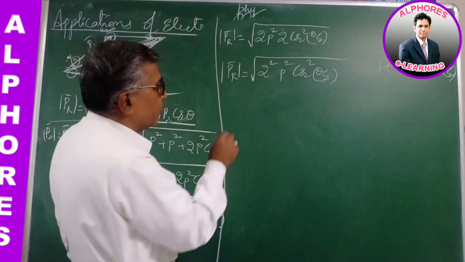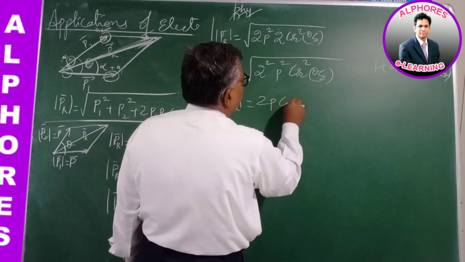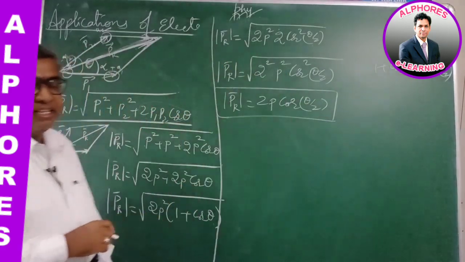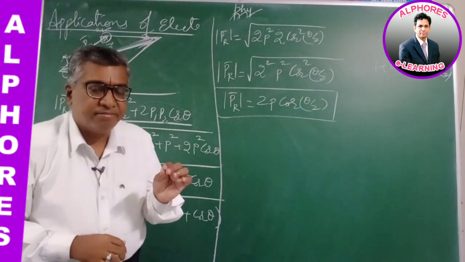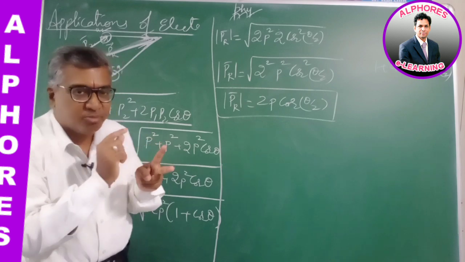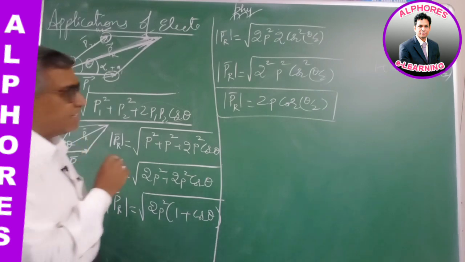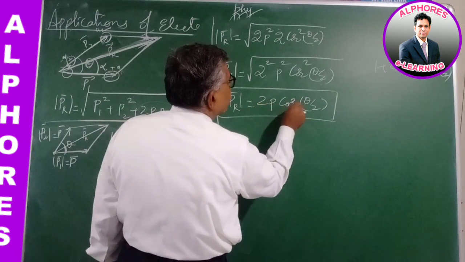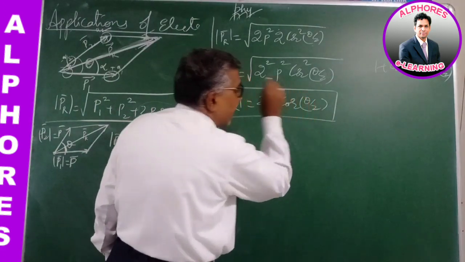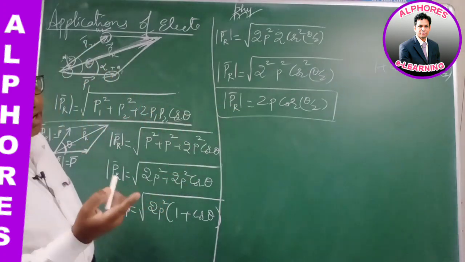Removing the square and root, the resultant dipole moment is 2p cos theta by 2. This is the magnitude of the resultant dipole moment. If two electric dipoles of dipole moment P each, both same P, are inclined at an angle theta, then the resultant dipole moment is 2p cos theta by 2. P is any one of the dipole moments, theta is the angle between them. So this is the magnitude of the resultant. Now how about the direction?